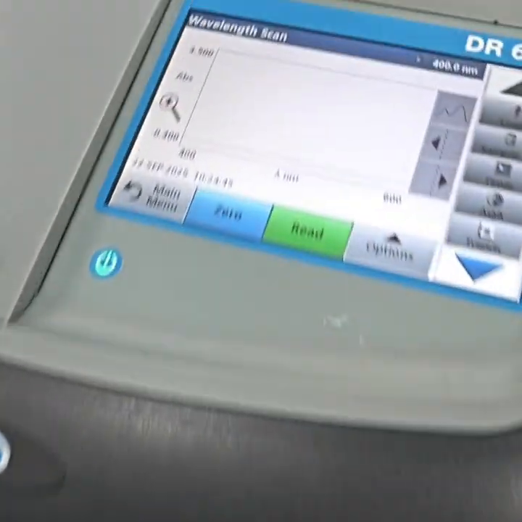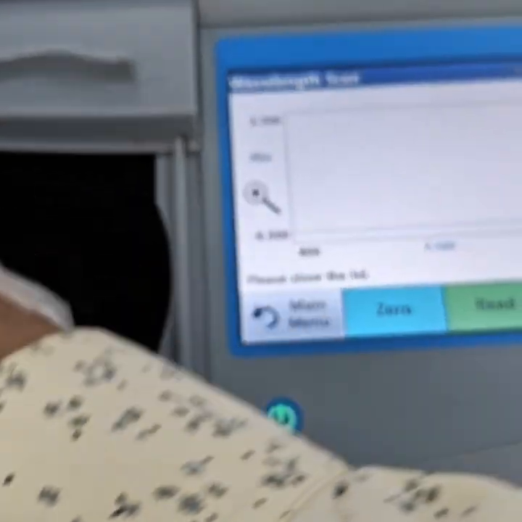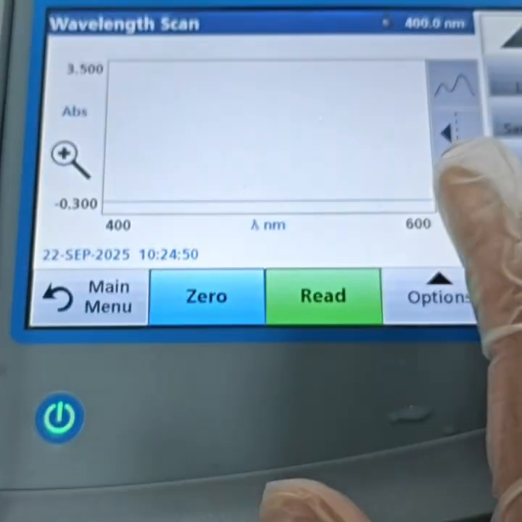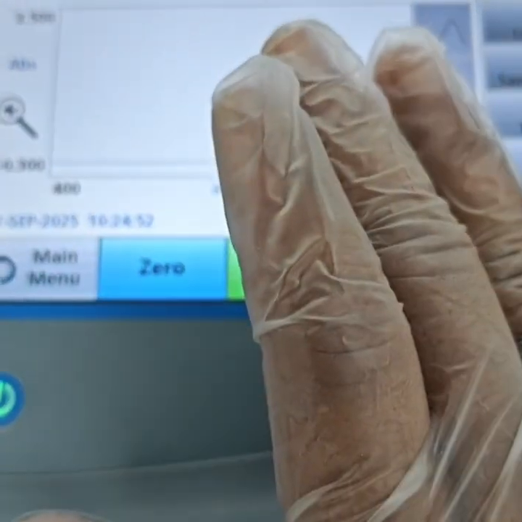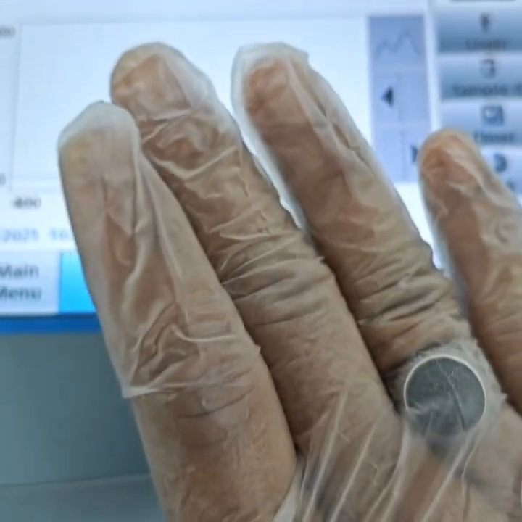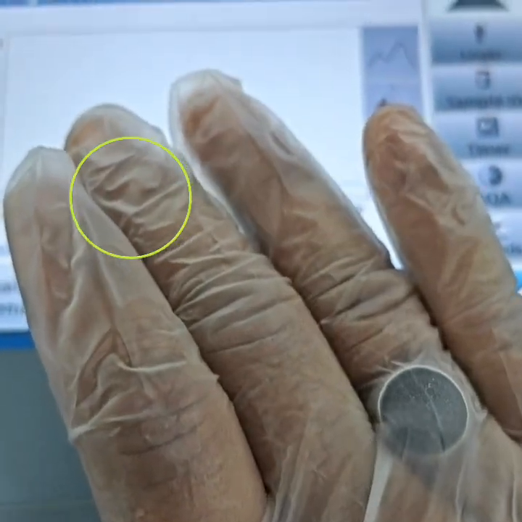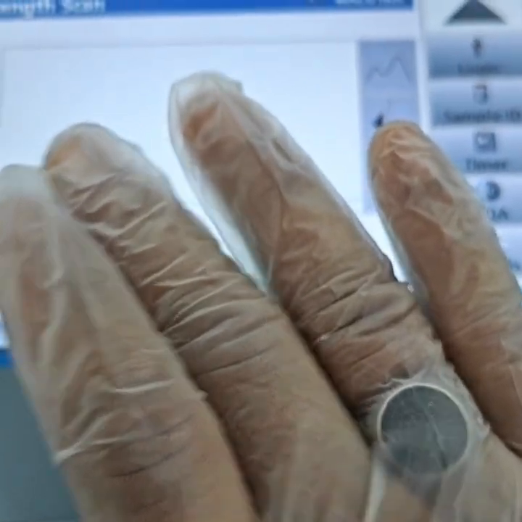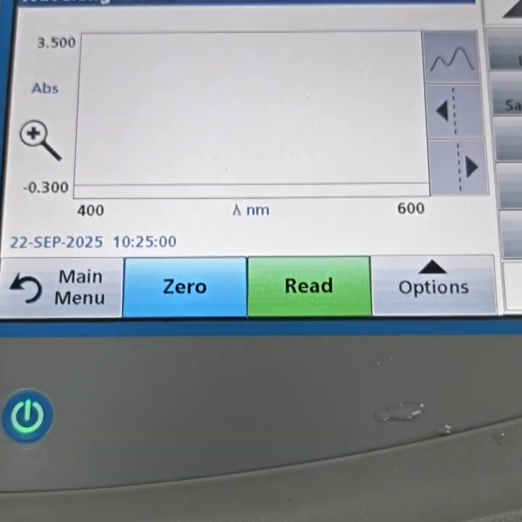Now for scanning, I have added DI water here. I'm trying to scan, so this is a straight line. We'll scan both the dyes and see their lambda max. According to literature, the lambda max for Congo red should be around 490 or 500 nanometers, and for the EBT around 530 or 560 nanometers. Now I have transferred this highly acidic one here, and I will try to scan.